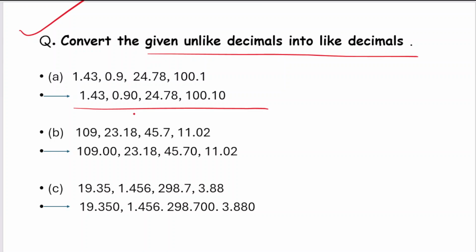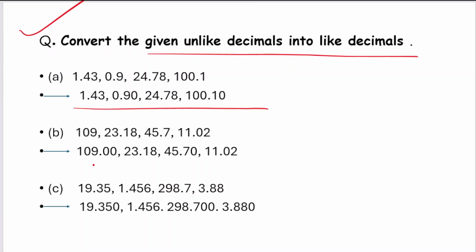1.43, 0.90. I have added one 0 and made it 2 decimal places. Third is 24.78. Fourth one is 100.10. Again I have added 0. Now in all these 4 numbers, they have the equal or same number of decimal places. That is why they are called like decimals.